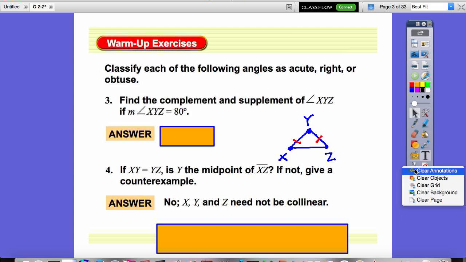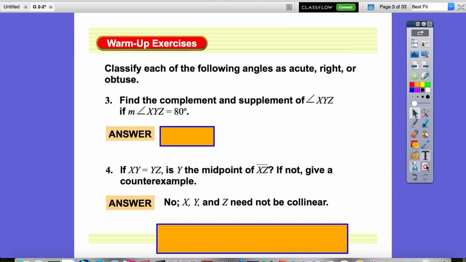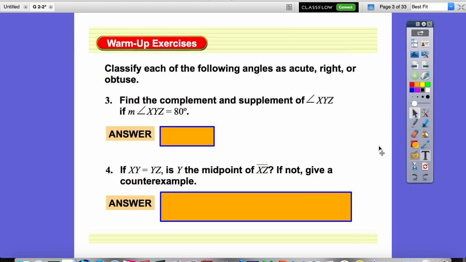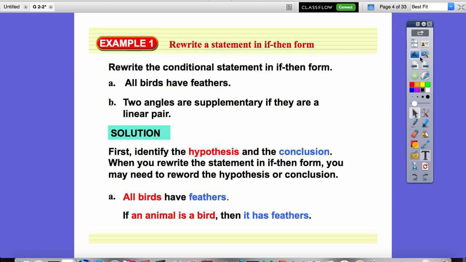So that's the very beginning of logical proof thinking here. And we're going to need to keep those kinds of pitfalls in mind as we get further in our geometry studies. So we talked at the very beginning before the warm-up about if-then statements.